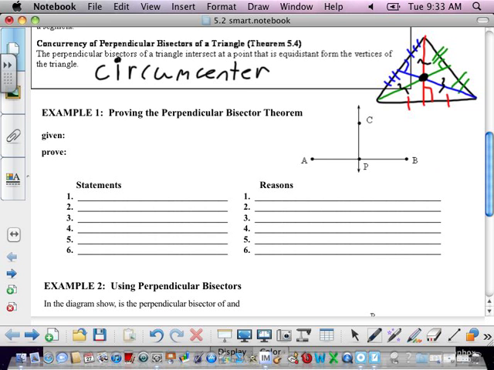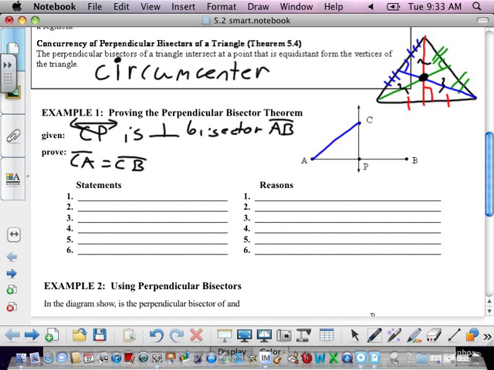All right. So first we are given that line CP is a perpendicular bisector of AB. And we're going to try to prove that CA is equal to CB. So we want to prove that the distance from here to here is the same as the distance from here to here.